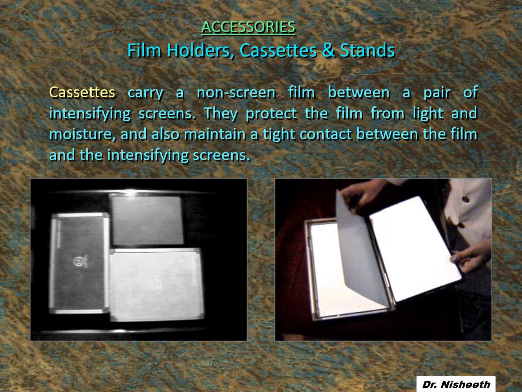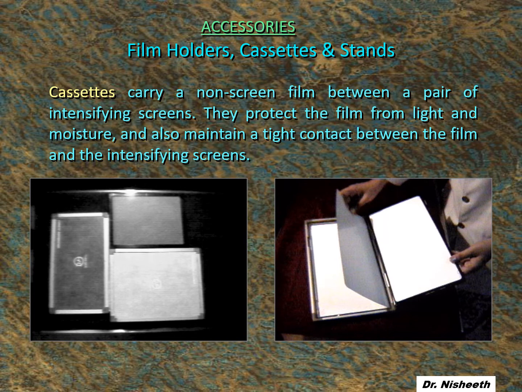This is a cassette, the dark cassette. This also will have a white and a colored side. These two white films that you see are the intensifying screens. This is one side intensifying screen, and the other side intensifying screen. In between, one X-ray film is kept and it is closed by the spring. All this work is done inside the dark room. It is not done in the light. It is done in the darkness so that the film doesn't get spoiled.